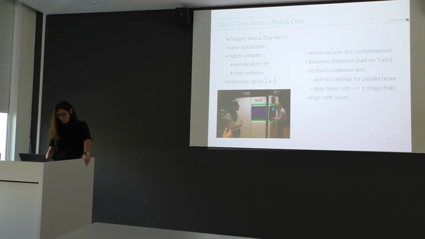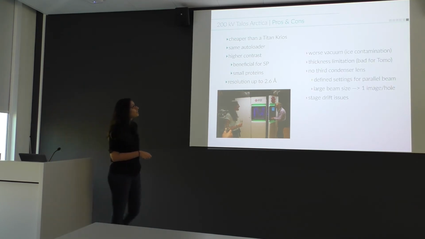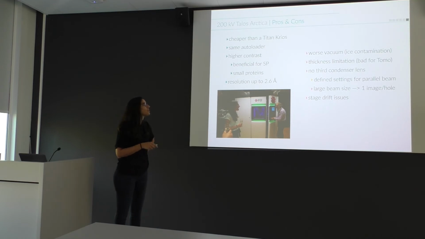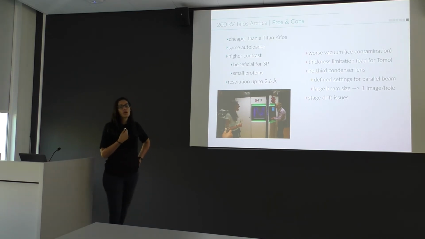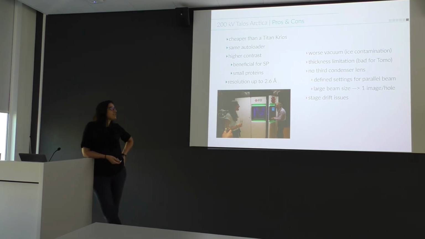That would be awesome. So what are the clear disadvantages? Well, first of all, it has a slightly worse vacuum, so this can become a problem if you talk about ice contamination and leopard skin, and also the amount of time you can actually keep a grid in your microscope.